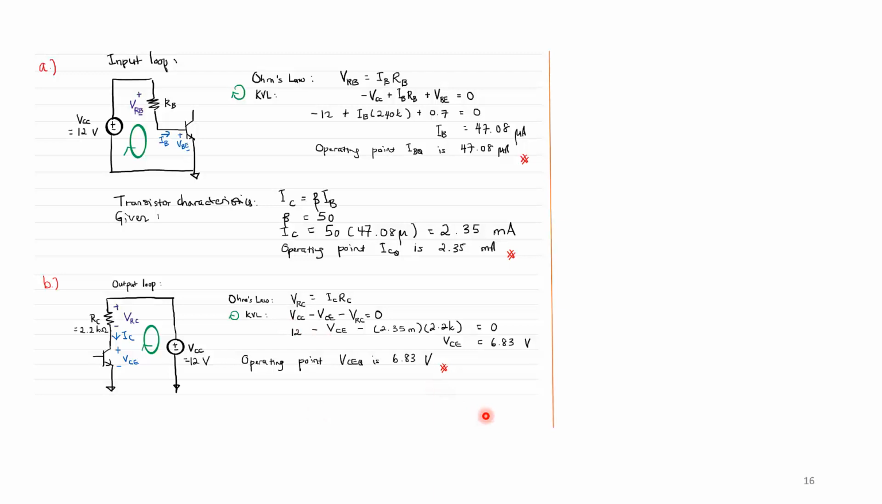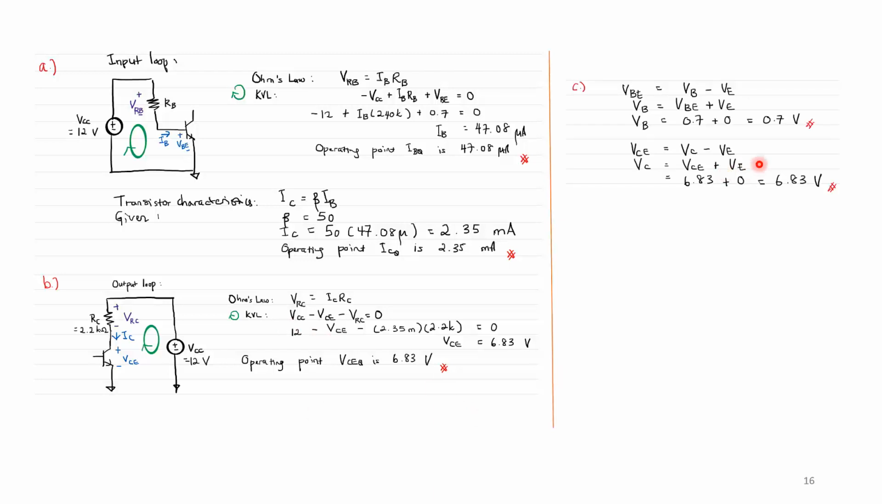Okay. Right, and then here, part C wants us to find what the voltage at the base terminal is, and the voltage at the collector terminal is. So VBE is VB minus VE. Okay, so VB is 0.7 volts, and VCE is the voltage across terminals VC minus VE, so you get VC to be 6.83 volts. Okay, why are we doing this? Because we want to find out what VBC is, and VBC is going to be 0.7 minus 6.83, which gives us a negative 6.13 volts.